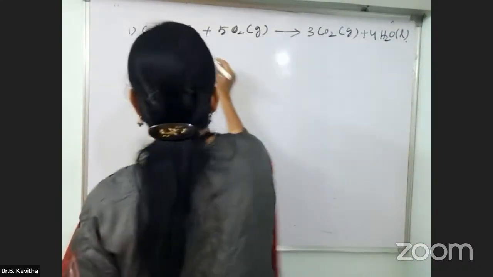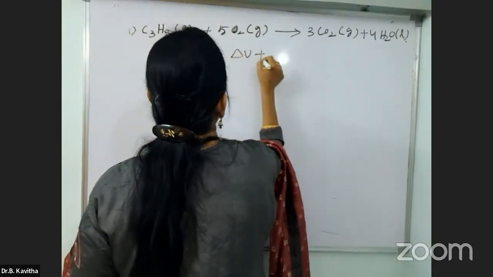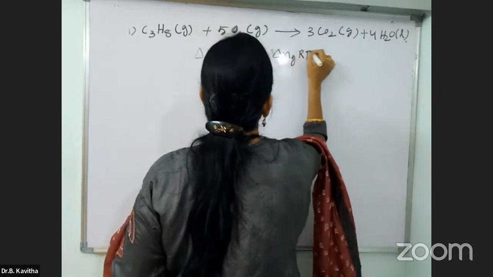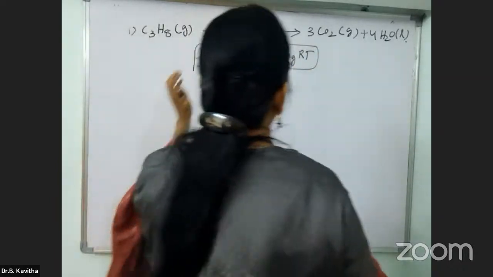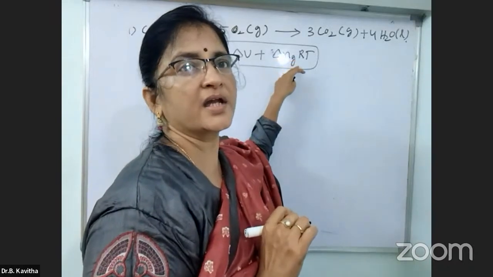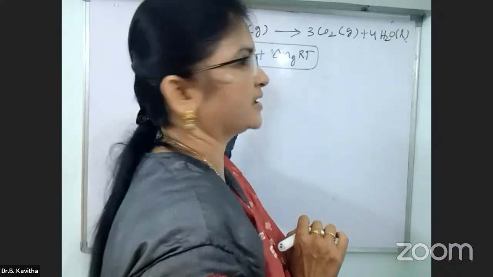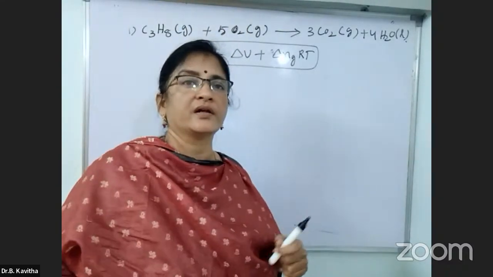What is the relation between delta H and delta U? Delta H is equal to delta U plus delta nRT, delta NgRT. That equation gives the relation between delta H and delta U. Nothing else. What you have to do is calculate delta Ng, and substitute it, and you get the relation between delta H and delta U. Direct equations are asked sometimes. Okay?